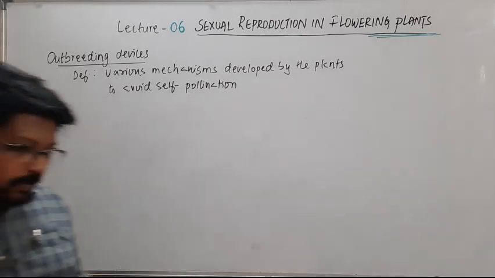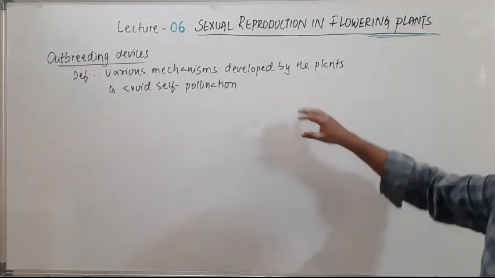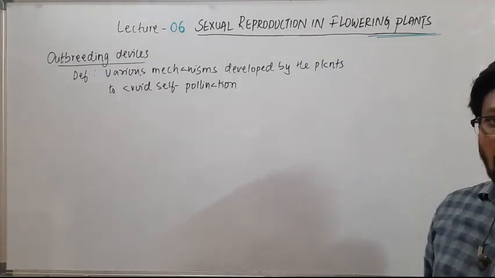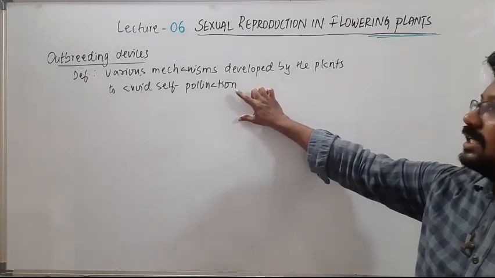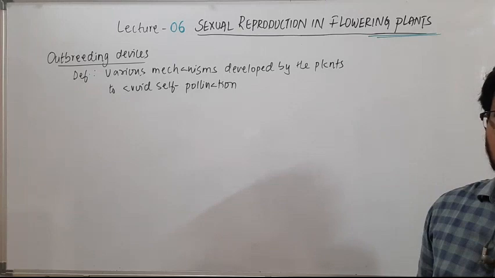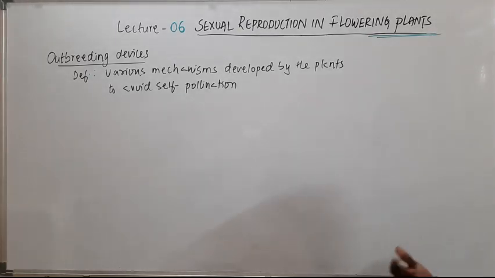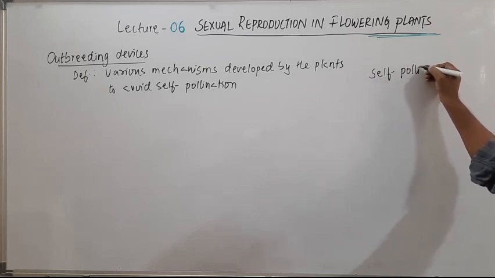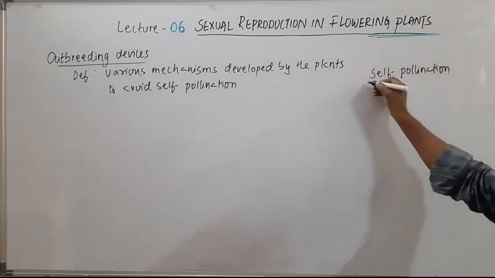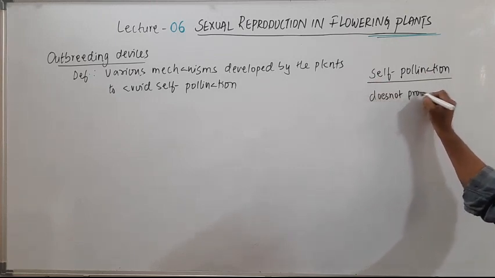So I hope we remember what actually is self-pollination: the transfer of pollen grains from the anther to the stigma of the same flower. So in that case, the condition we call self-pollination, right? Now this will take place, of course, within the flower present on the same plant. Now this self-pollination does not yield much variation.